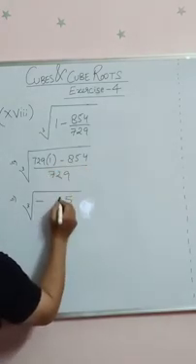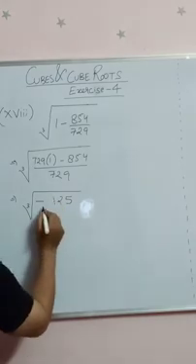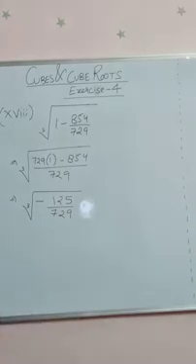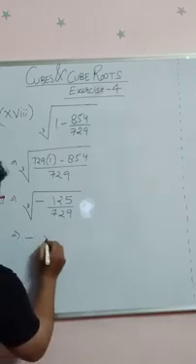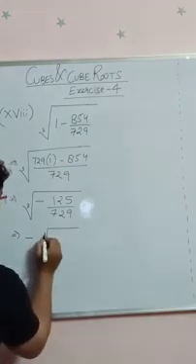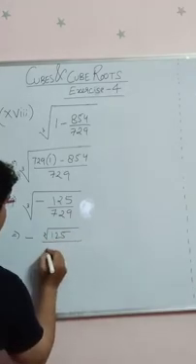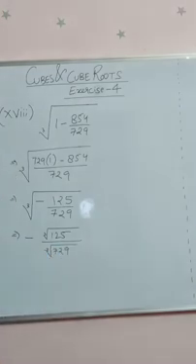4 minus 2 is 2, 8 minus 7 is 1. So you get minus 125 upon 729. I have already told you that the cube root of a negative number is always negative. So I am going to simply take the negative sign outside and distribute the cube root over the numerator and denominator. So we have the cube root of 125 upon the cube root of 729. This is how it goes.